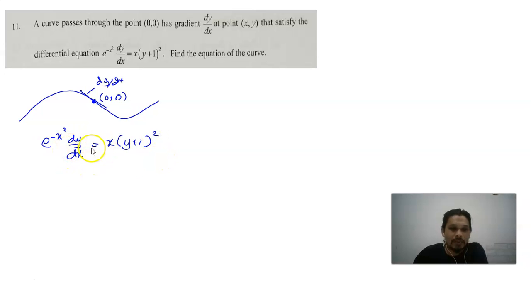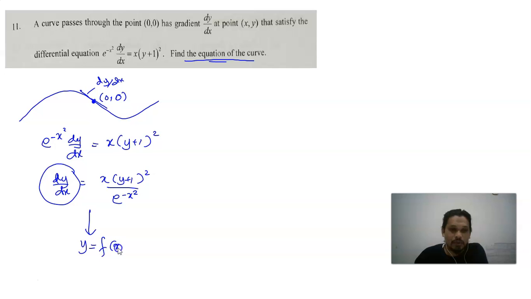Let's recall that from y equal to f(x), dy/dx gives us the gradient of the curve. So dy/dx equal to x (y plus 1) squared divided by e to the power of negative x squared. So this is the dy/dx. Now, find the equation of the curve, meaning that we are going to find out what is the equation of y equal to f(x). You get it?